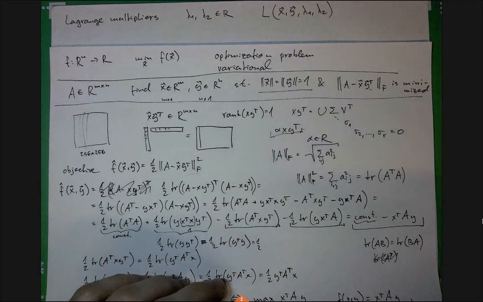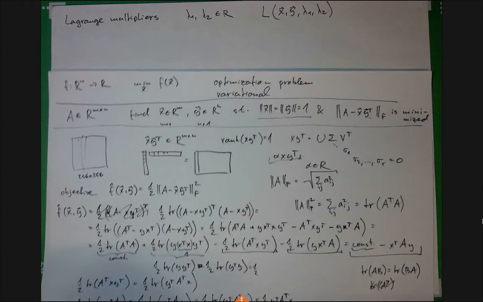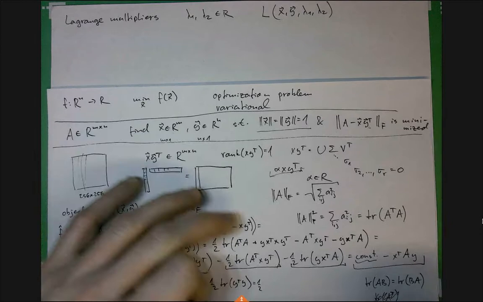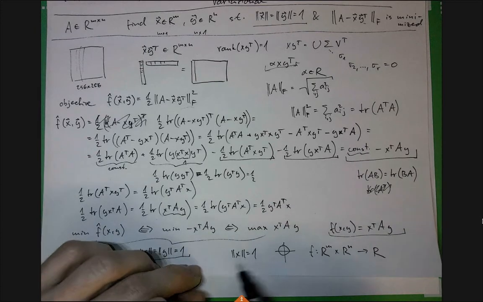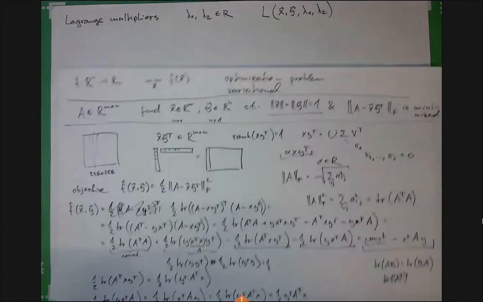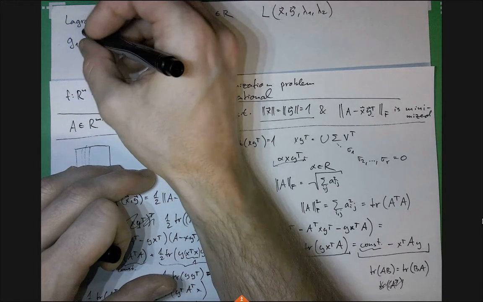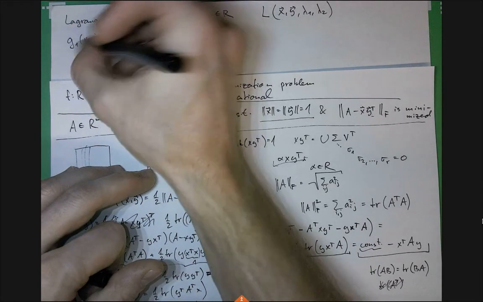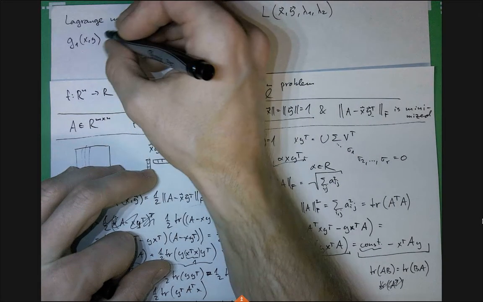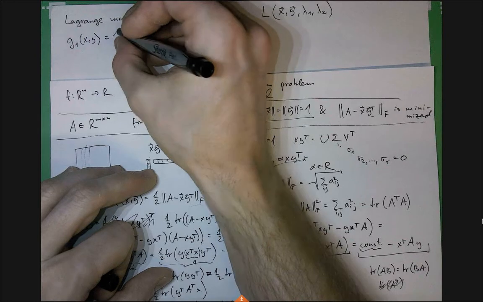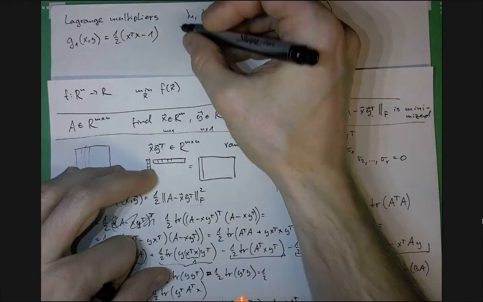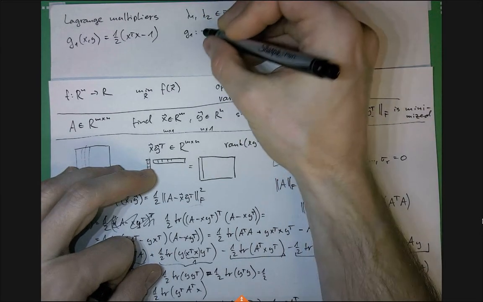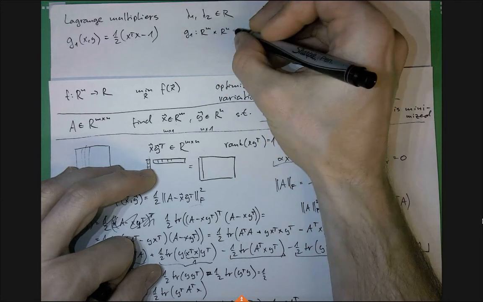So maybe it's easier to just do this for this particular example. I have this objective function, and I need to express my constraints also using functions. So I can define a function g1, which is a function of x and y. Those are the real variables of the problem, and I will say that g1 is 1/2 of x dot x minus 1, right? So let's just realize what g1 is. g1 is a function from R^m times R^n going to R. This is a scalar.